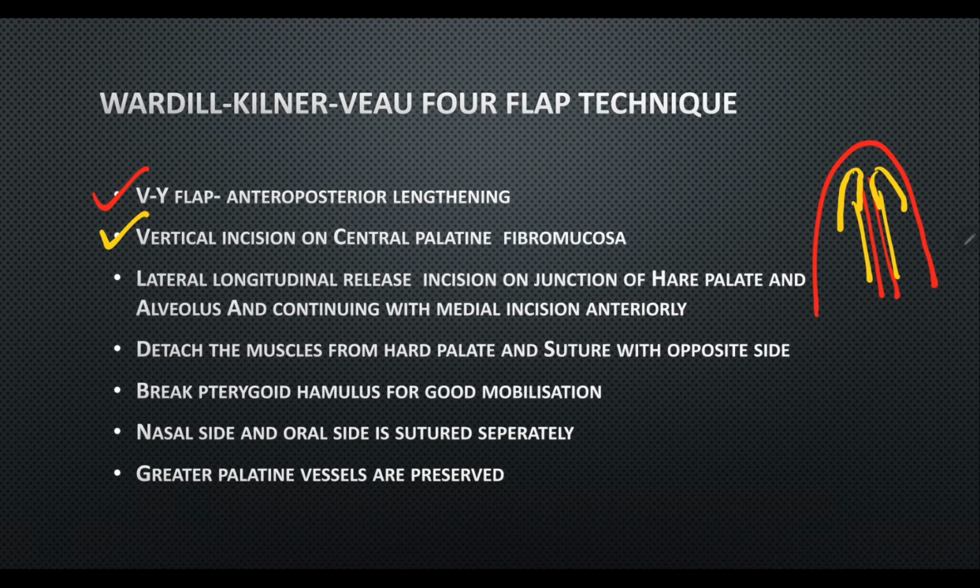After doing this, the muscular attachment of the soft palate is detached from the hard palate. The muscular attachment is detached from here, and they suture it to the opposite side. The muscles of the palate are sutured to the opposite side. For adequate and more mobilization, we can break the pterygoid hamulus. At last, the nasal side and oral side are sutured separately, and the greater palatine vessels need to be preserved.